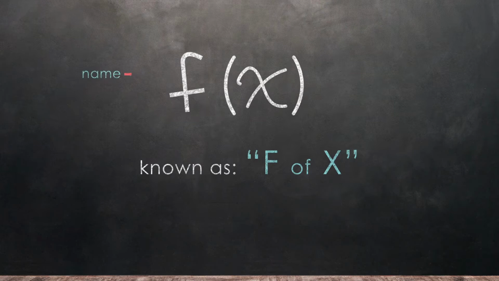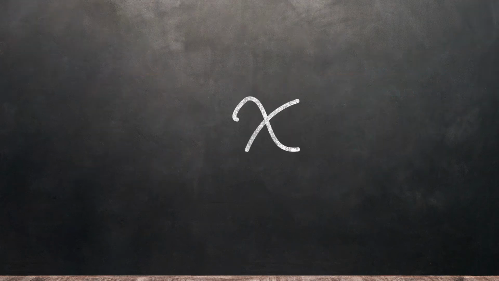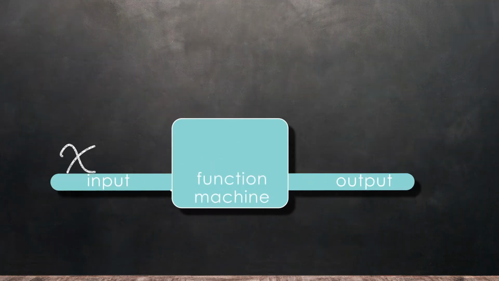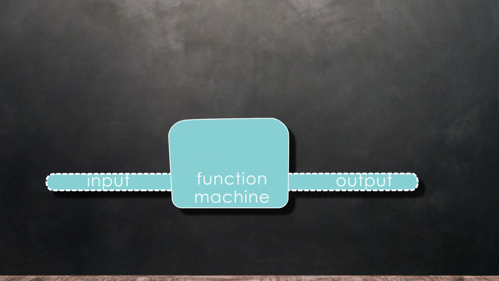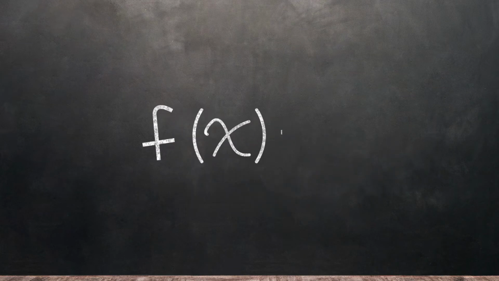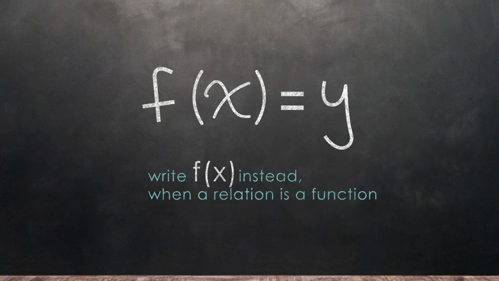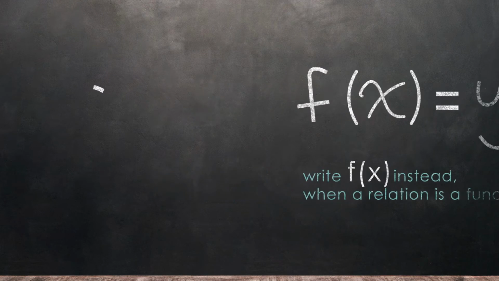It is telling us that the function's name is f, and it is in terms of the independent variable x. The x represents the input of the function. When we input a value for x, the function gives us an output, which is the corresponding y value. More specifically, f of x equals y. We write f of x instead when our relation is a function.